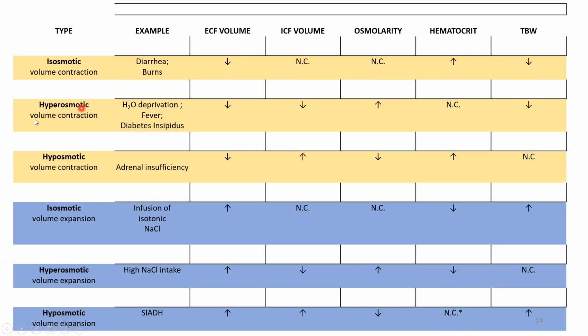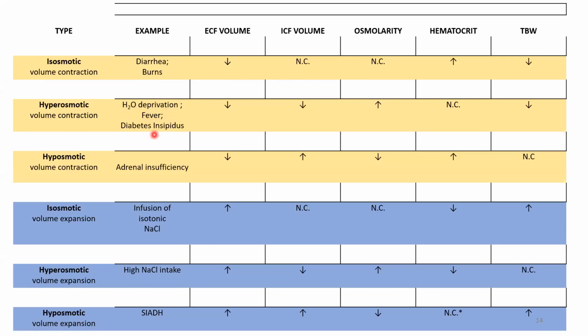A hyperosmotic volume contraction happens when you deprive yourself of water, when there is fever, or when there is diabetes insipidus. I'll explain these scenarios just a bit. In all these scenarios, there is less water in the body. Solute remains the same. The water deprivation example is self-explanatory. In fever, you lose water from evaporation, from different mechanisms. So solute is the same.